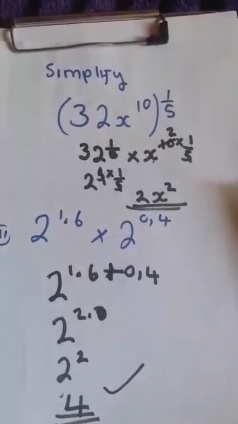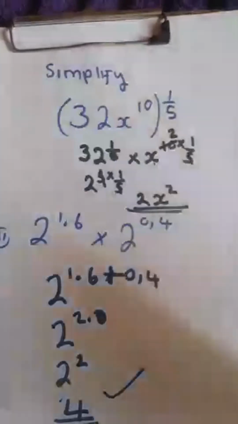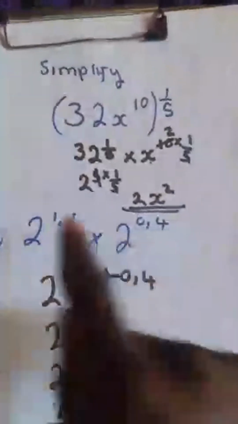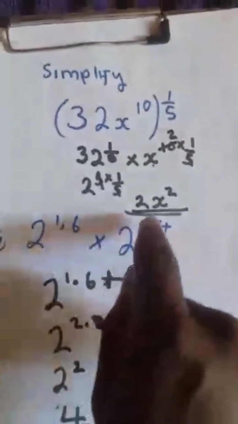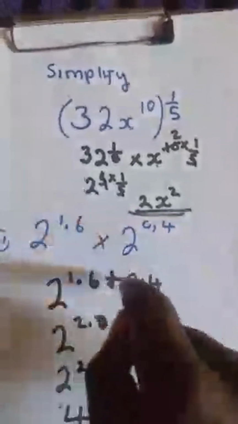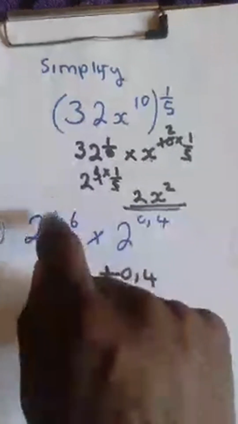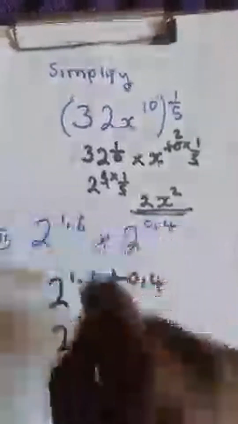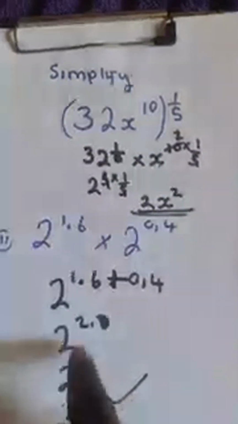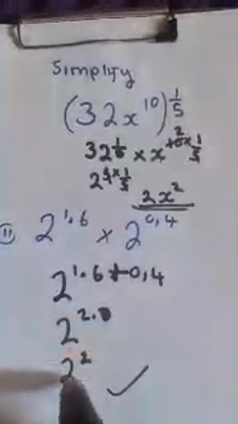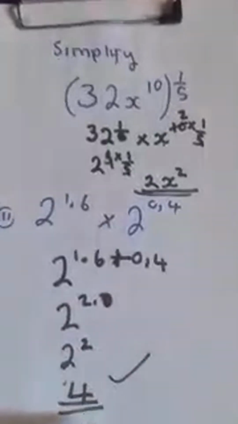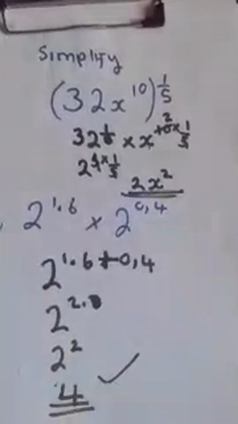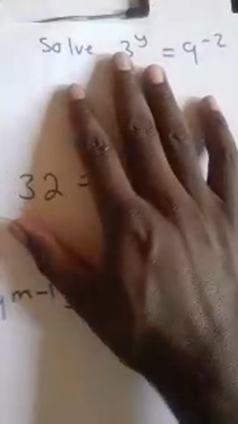So we're saying 1.6 plus 0.4. So 4 plus 6, that's 10. So 0, carry 1. 1 plus 1 here, you get 2.0. Then 2.0 is the same as 2. So 2 to the power of 2 is the same as 2 times 2. We get 4. All right, so let's go to another question.